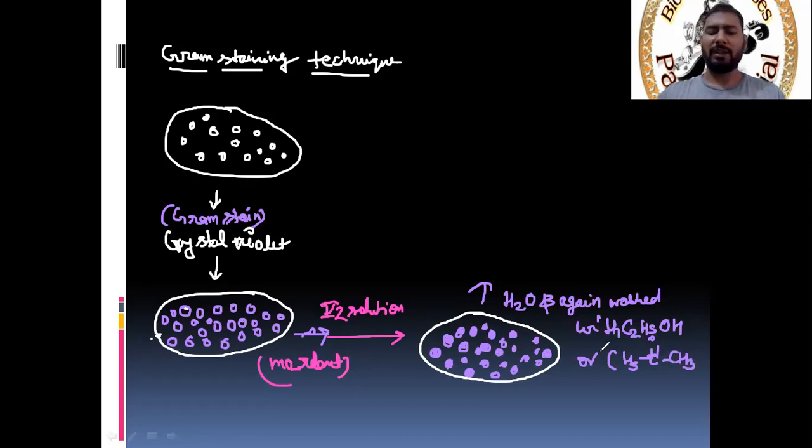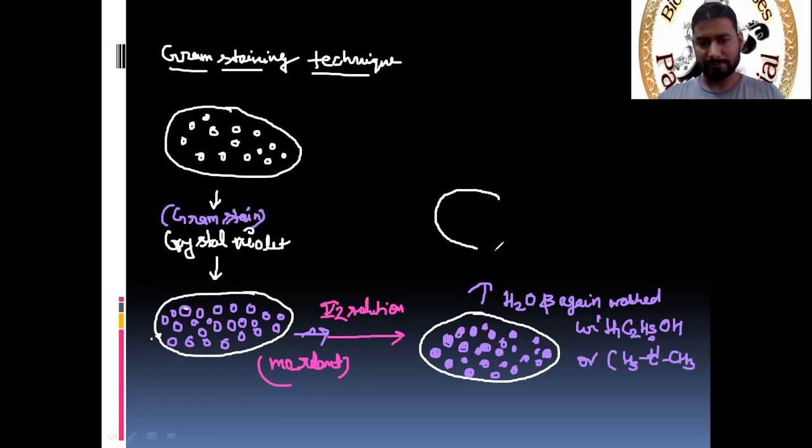So then these bacteria, which have the violet color, are washed first with water, then with alcohol or acetone, and these are the decolorizing agents. Then what happened? Again, what did we observe in these bacteria?